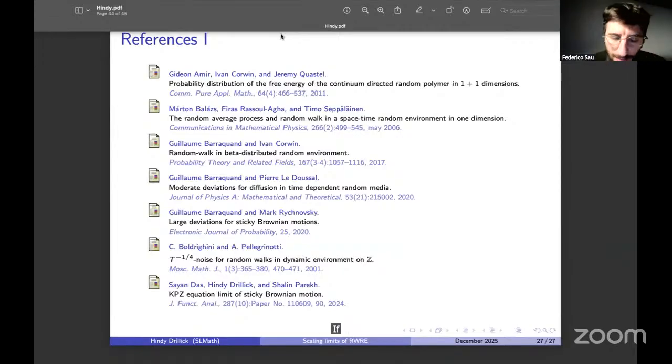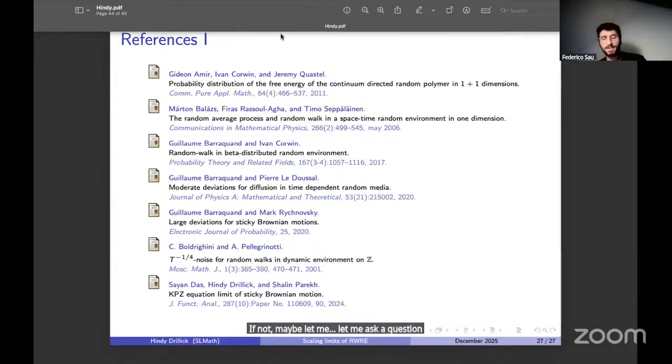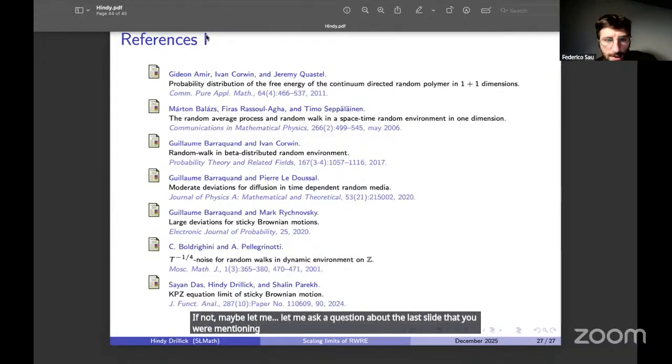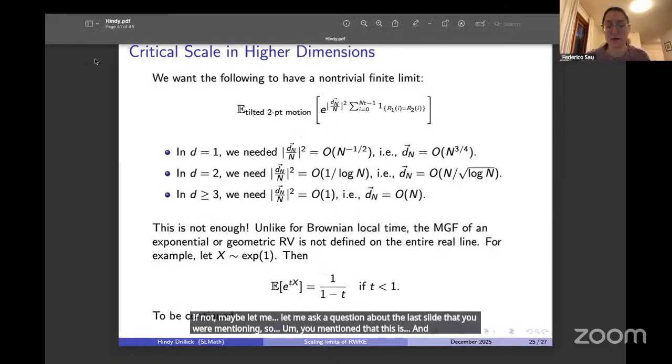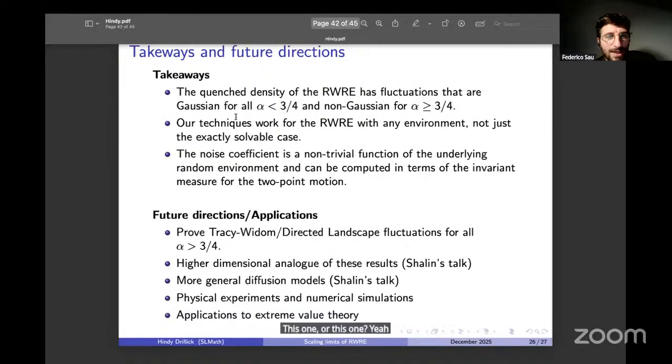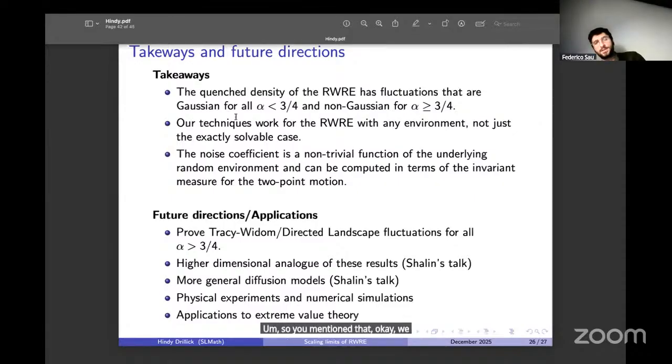If not, maybe let me ask a question about the last slide that you were mentioning. The open problem one. You mentioned that in the exactly solvable case, for this beta random walk in random environment, you can go to alpha equal to 1. This is open for other models. Can they go all the way from alpha equal to 1 to 3/4, let's say, at least in the exactly solvable case?